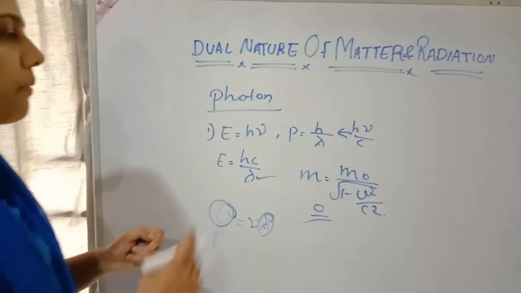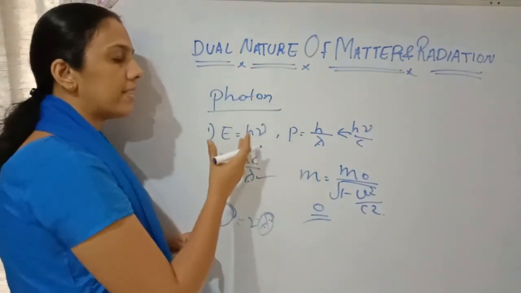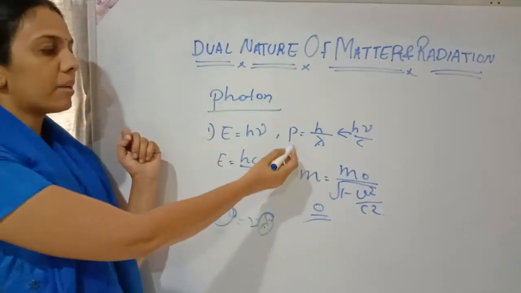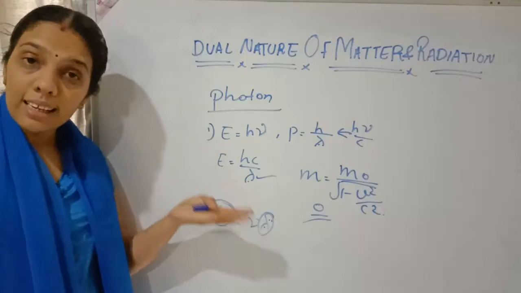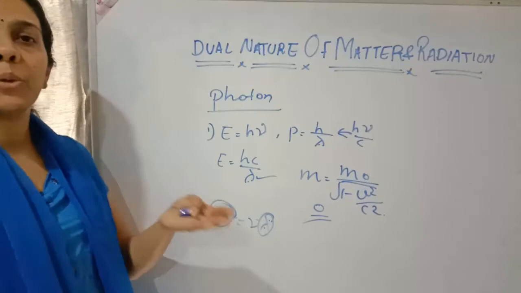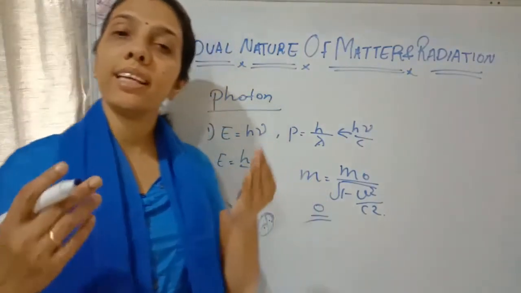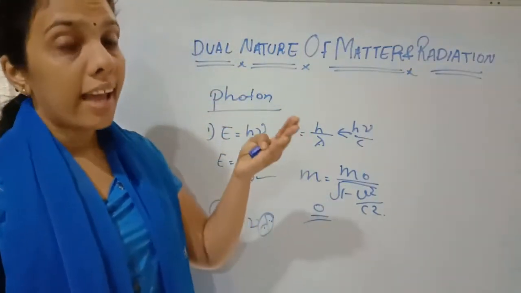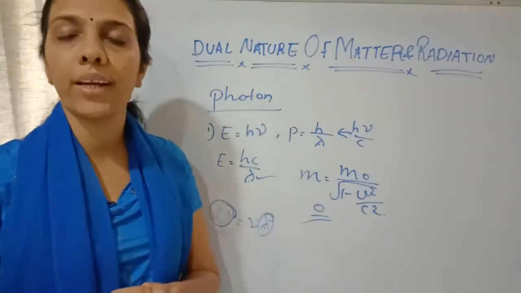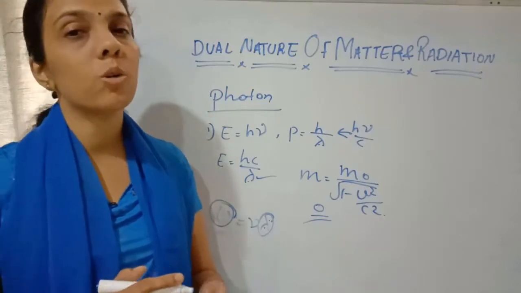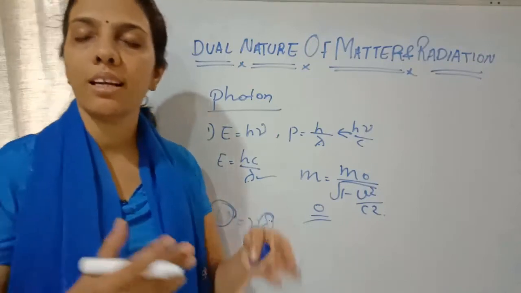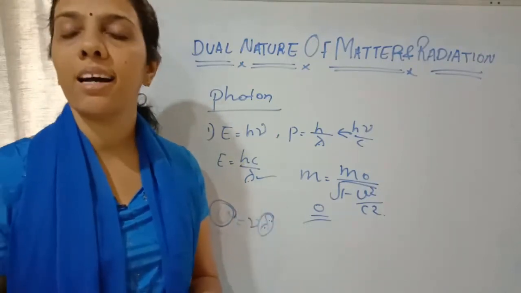Photons have a particular frequency and wavelength. E is equal to h nu. hc by lambda is the energy, and h by lambda is the momentum, and it is a conserved quantity. In a photon-electron collision, it is an elastic collision only. That means the energy is conserved, and momentum also is a conserved quantity, but the number of photons will be changing. Energy and momentum are conserved quantities since it is an elastic collision.